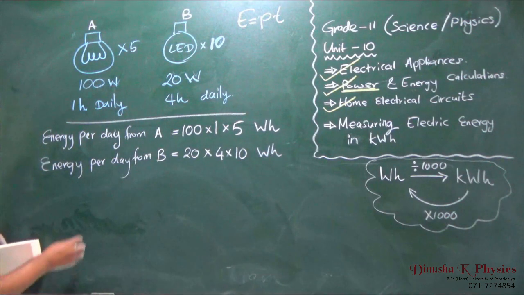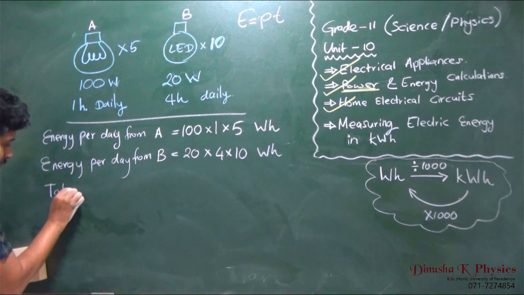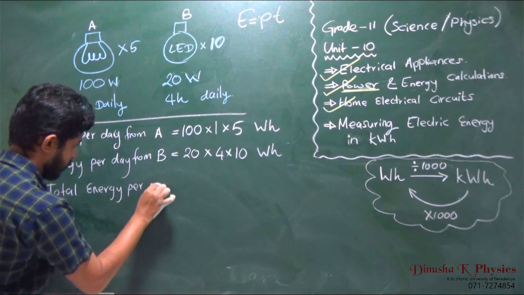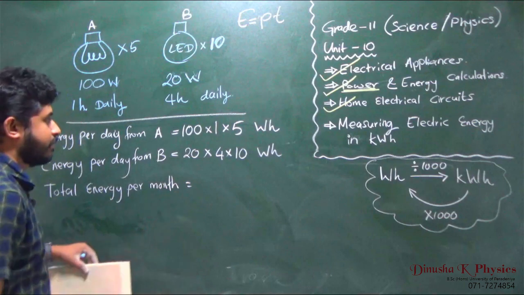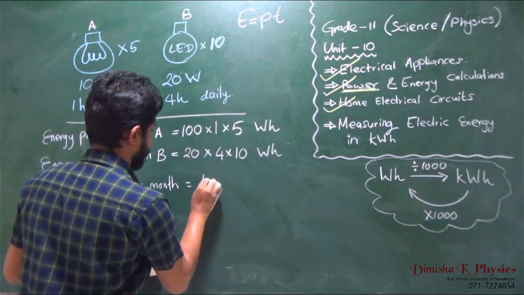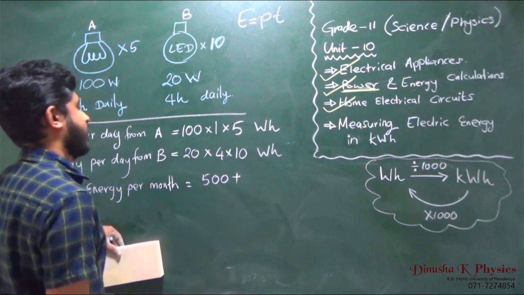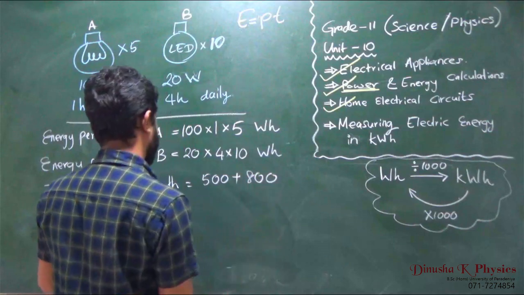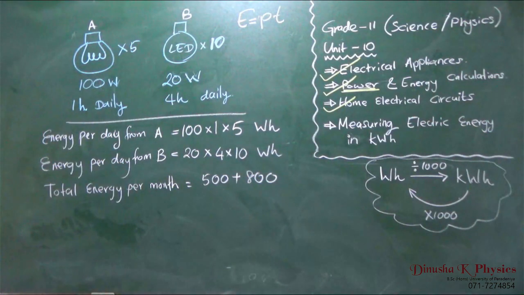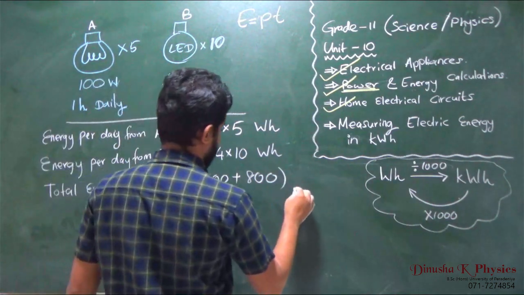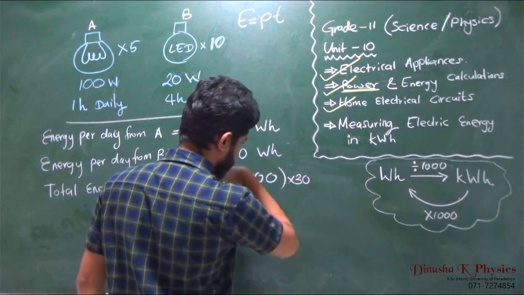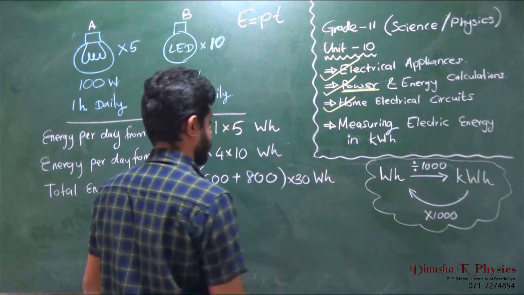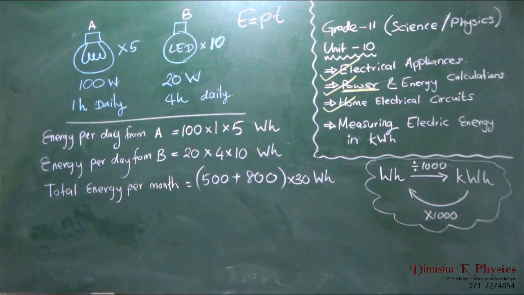So let's calculate the total energy per month. It will be the sum of these two, that will be 500 plus, multiplying this will give you 800. So this in watt hours must be multiplied by 30. Right? Okay.